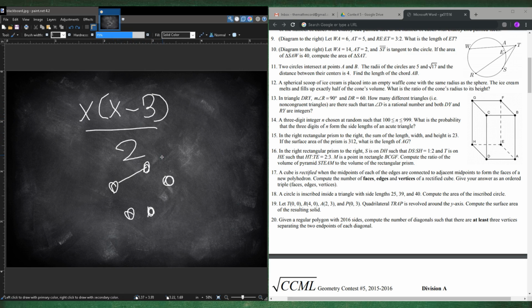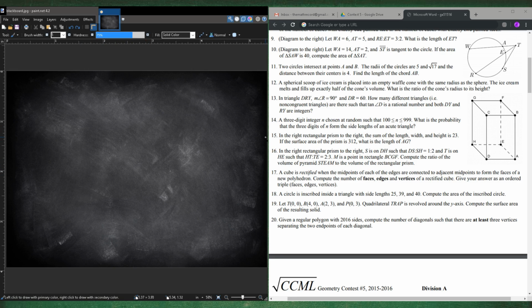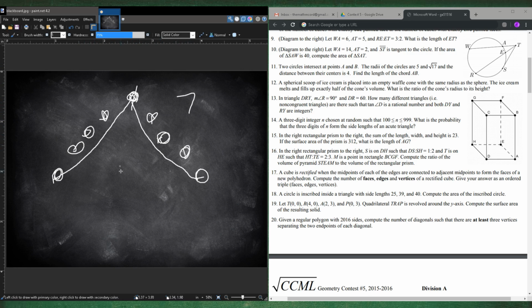So if you're using 216 sides and computing the number of diagonals with at least 3 vertices separating them, then basically you're doing 1, 2, 3, 4. If you're using this point, you can't use these 3, and you have these 3 separating here. So you can't use 1, 2, 3, 4, 5, 6, including the point you're using, which is 7. So that's a total of 7. So the formula would now, instead of x minus 3, be x minus 7. So it's 216 minus 7, so it's 209, divided by 2.